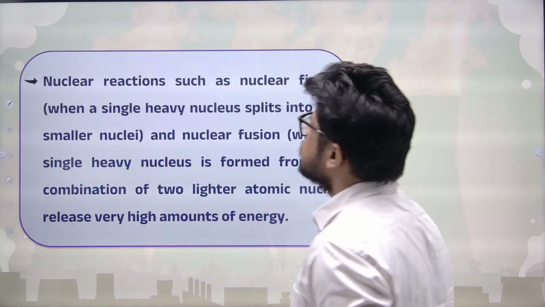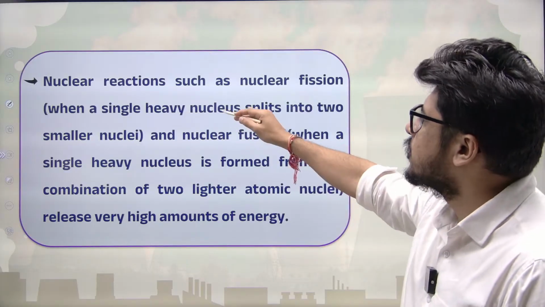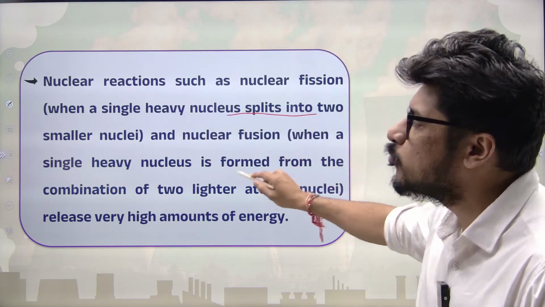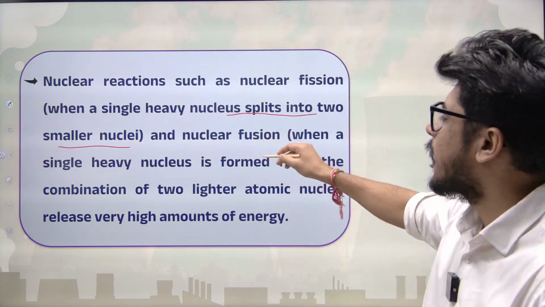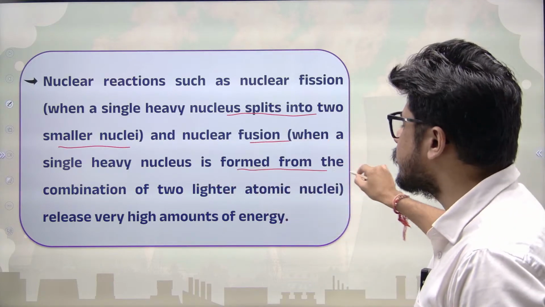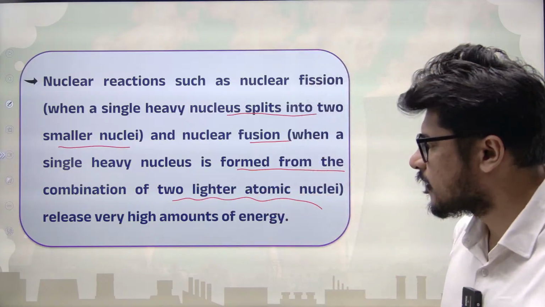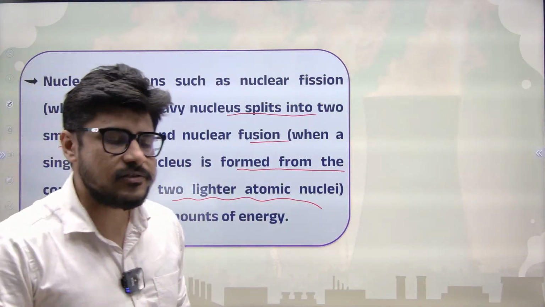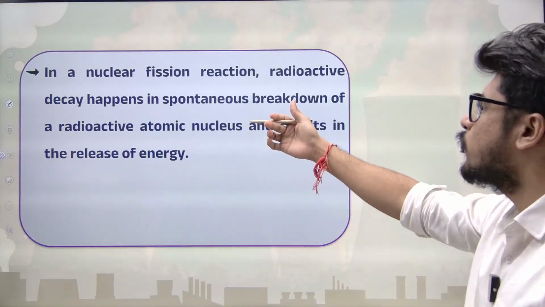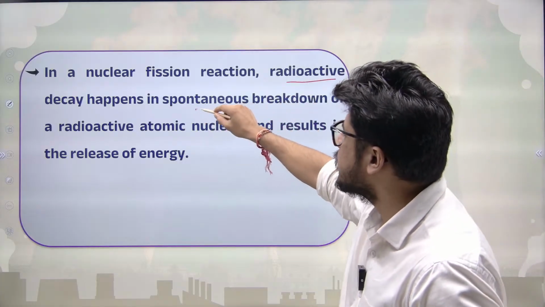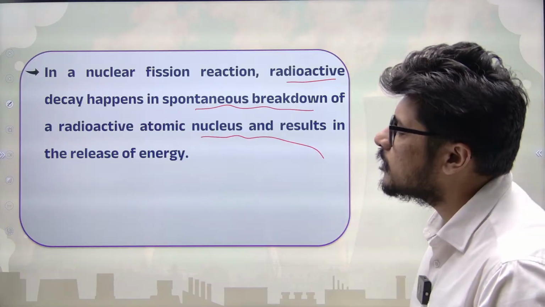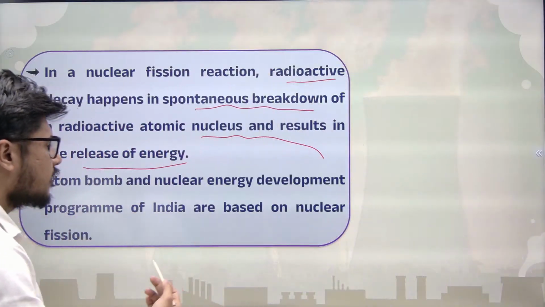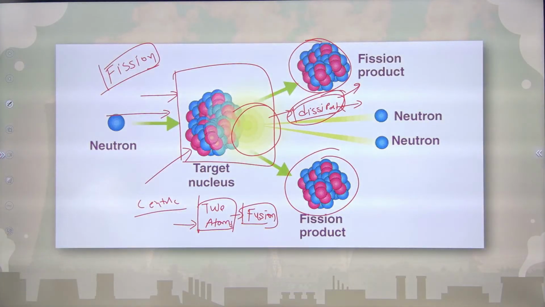So how would you define it? Nuclear reactions such as nuclear fission and nuclear fusion. Fission means when a single heavy nucleus splits into two smaller nuclei, as we have seen. And nuclear fusion is when a single heavy nucleus is formed from the combination of two lighter atomic nuclei and releases a huge amount of energy. This process is called the nuclear energy process. In a nuclear fission reaction, a radioactive decay happens, a spontaneous breakdown of a radioactive atom's nucleus, and results in the release of energy. That's what we have seen in this image.